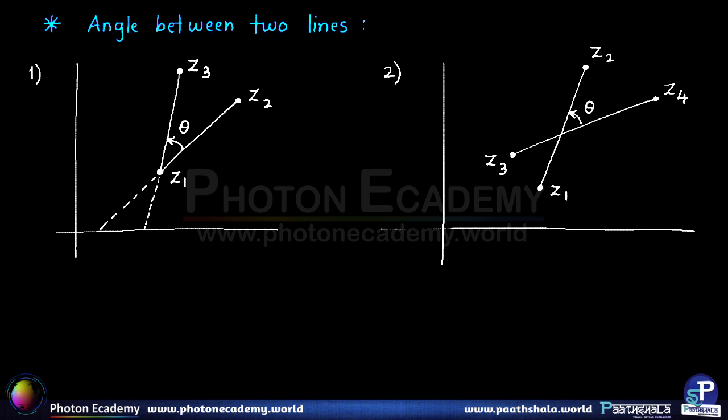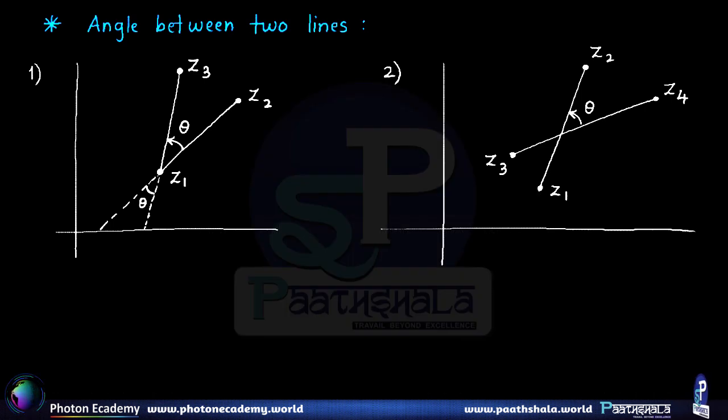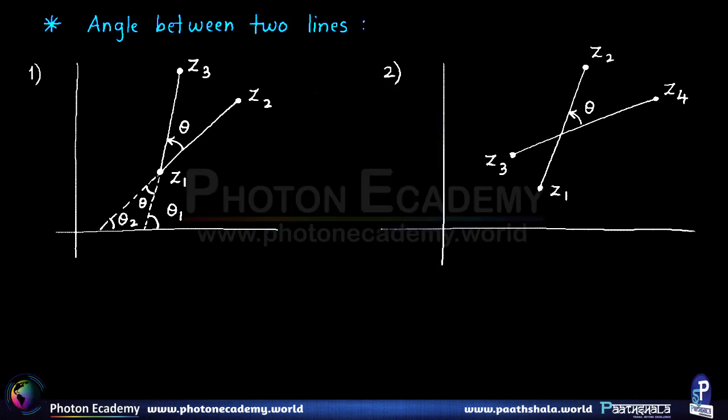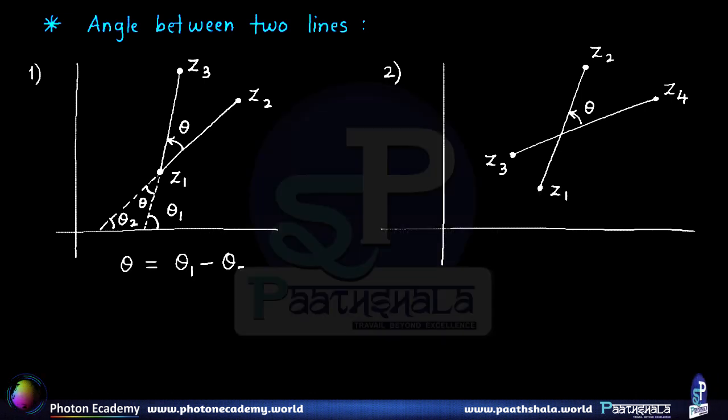Now you will see that the vertically opposite angle of theta will also be equal to theta, right? Now let's consider this angle as theta 1, which is made by the segment z3 z1, and let us consider the angle made by z2 z1 as theta 2. Now it is clear from geometry that theta 1 is the exterior angle of the triangle, which has theta and theta 2 as the two remote interior angles. So therefore theta is nothing but theta 1 minus theta 2. Right.